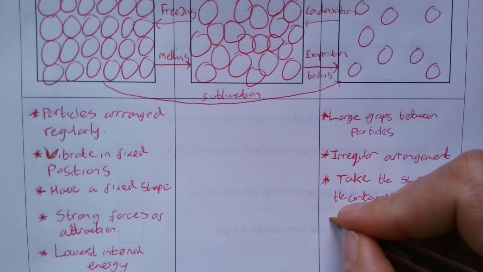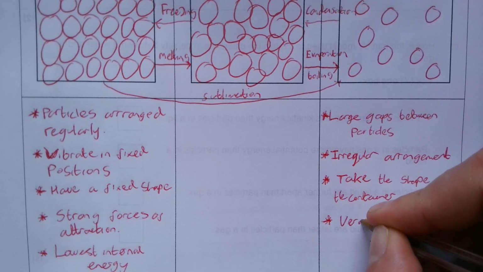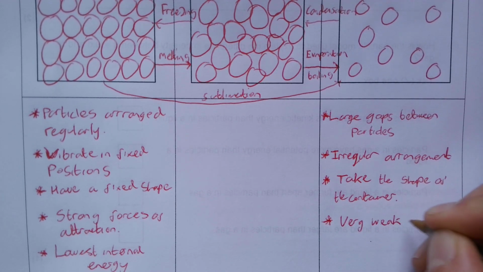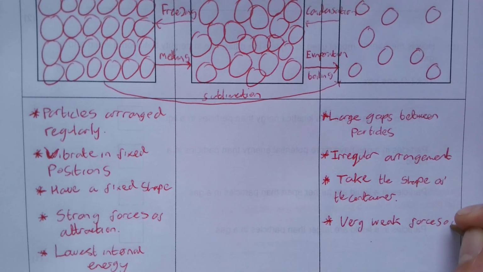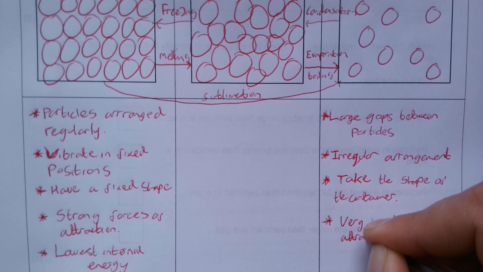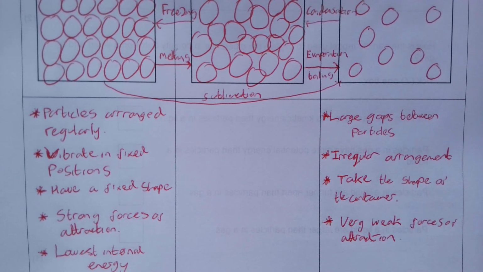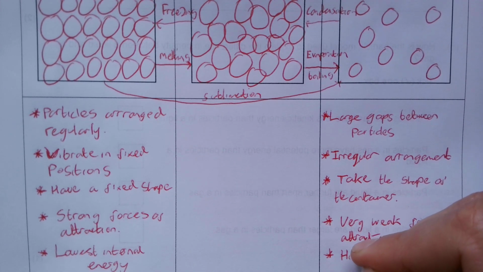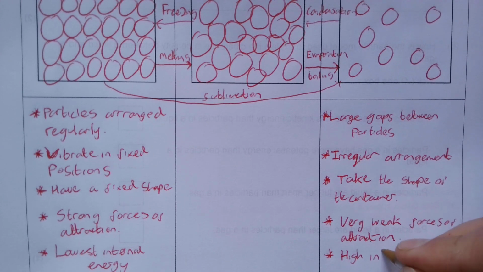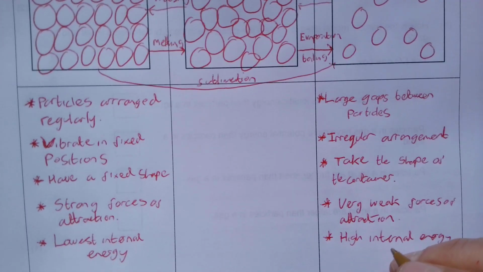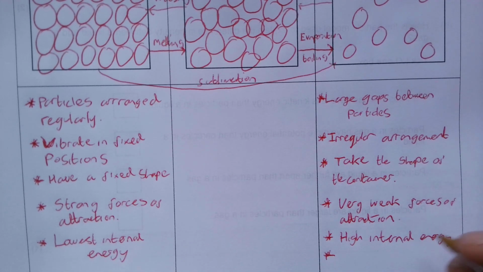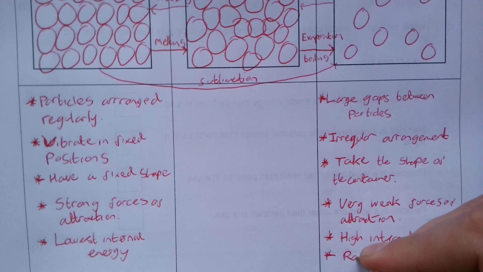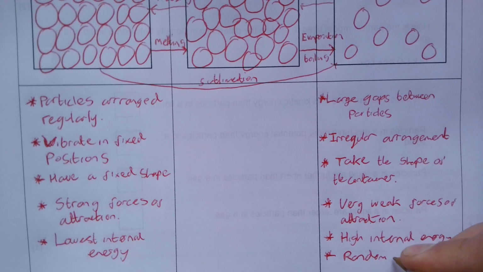They have very weak forces of attraction. That's why they're able to move around. They don't stay together, the particles, with weak forces of attraction. Particles have high kinetic and internal energy, so we can say high internal energy. And then finally, they move randomly, so we can say random movement.